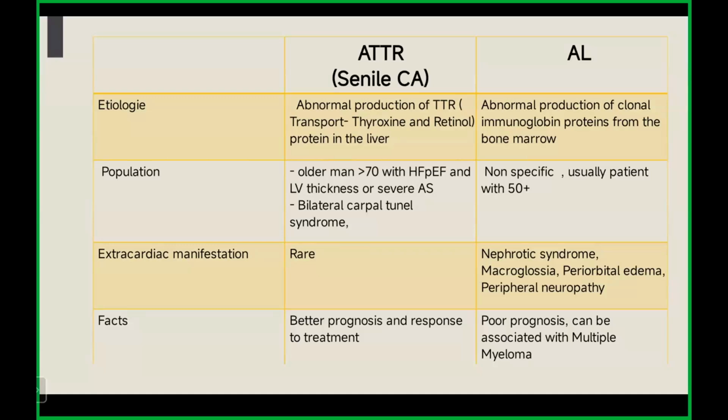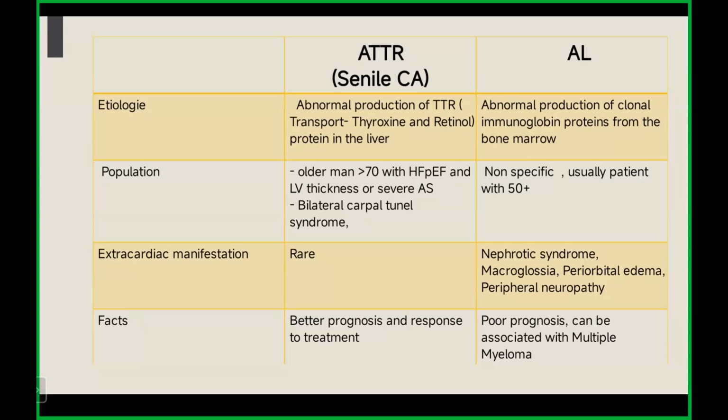Extracardiac manifestations of ATTR amyloidosis are pretty rare, and it has a better prognosis and response to treatment compared to AL amyloidosis, which is an abnormal production of clonal immunoglobulin protein from the bone marrow. It's actually a different modification compared to multiple myeloma. Later on, we'll see that they sometimes can be linked together.